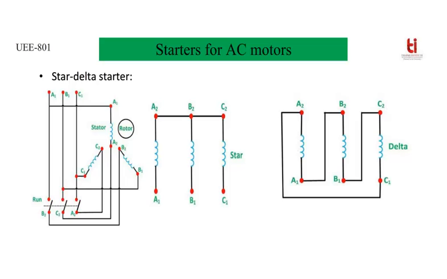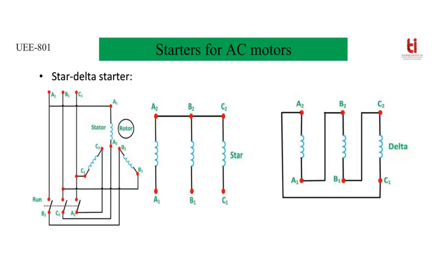Initially the motor is started with a star connection, because in star connection we know that VL is equal to root 3 VPH. So the phase voltage is VL by root 3. In case of delta connection, VL is equal to VPH, or line voltage equals phase voltage. So if the motor is started with a star connection, then the phase voltage is reduced by 1 by root 3 times. Subsequently, torque will be reduced by 1 by 3 times, because torque is directly proportional to voltage square.